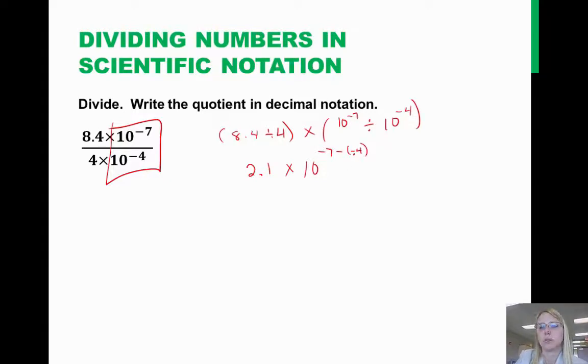So what happens when you have two negatives? They become positive. So now we have negative 7 plus 4. So this would become 10 to the negative 3rd. So our answer in this case is 2.1 times 10 to the negative 3rd.